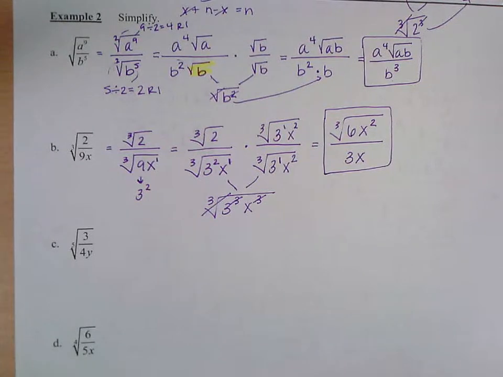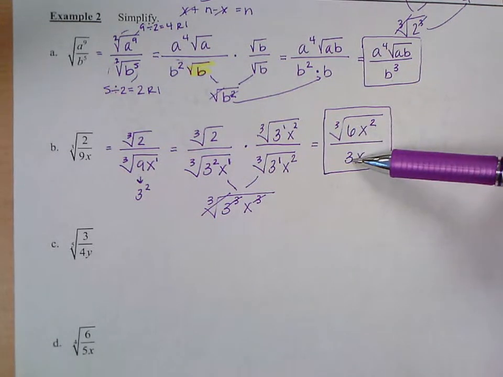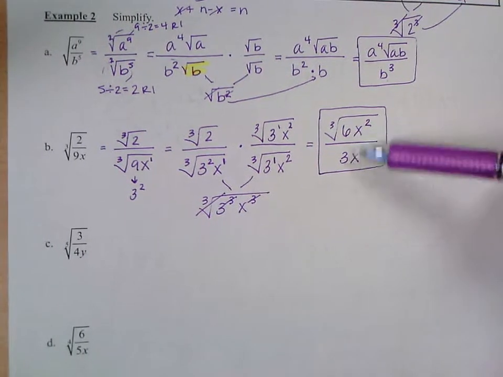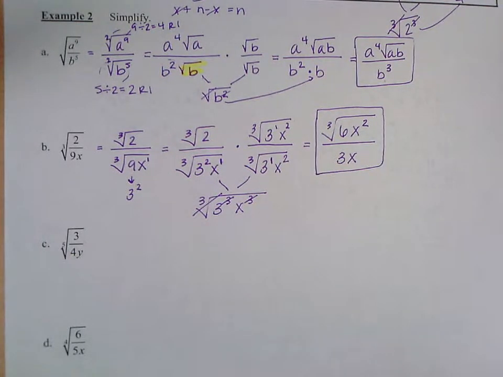Do make sure that you're not simplifying this 6 and this 3, because this 6 is in a radical and this 3 is not. So I can't simplify those along with these x's. I can't simplify those. Okay, questions on that one?